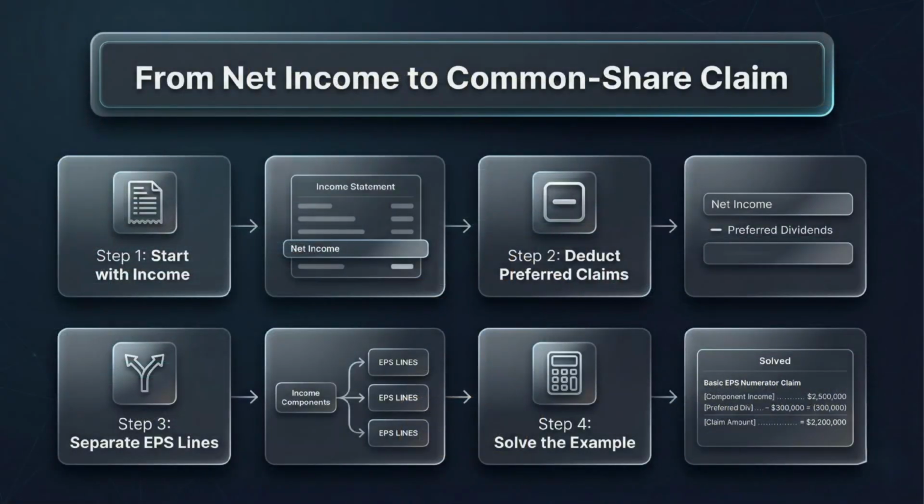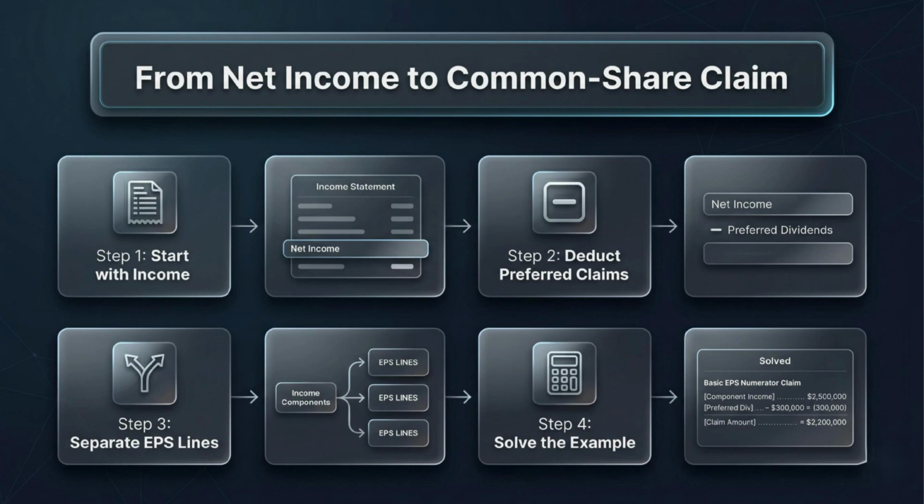Here is the path for this lesson. We begin with the reported income line, then deduct the appropriate preferred shareholder claim, then connect the result to the correct EPS presentation line, and finally solve a focused example. Notice what we are not doing today. We are not calculating weighted average shares. That belongs to the next video.